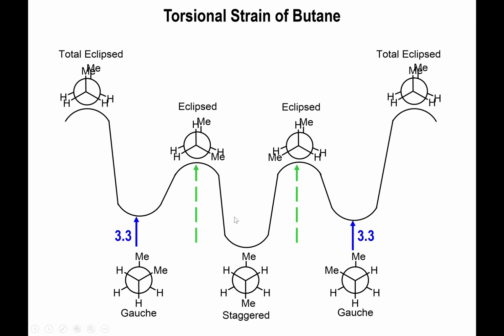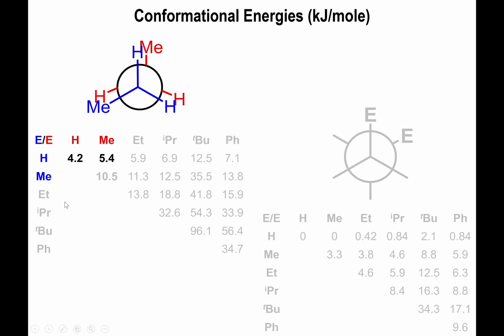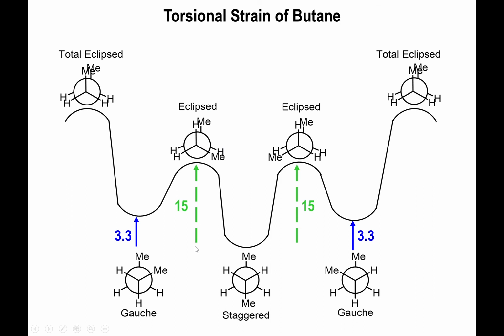Now, compared to the staggered, let's take a look at what happens to the eclipsed. On the first eclipse, we have two hydrogen-methyl interactions and one hydrogen-hydrogen interaction, right? So looking at the table, the important things are going to be the hydrogen on hydrogen and the hydrogen on methyl, and that's pretty much it, because we don't have any methyl on methyl on the regular eclipsed conformations. So we have two of those hydrogen-methyl interactions, so we need to multiply 5.4 by 2. And we have one hydrogen-hydrogen interaction, which is 4.2. So we add those together: 1 times 4.2 plus 2 times 5.4, that's 4.2 plus 10.8, which is equal to 15 kilojoules per mole.